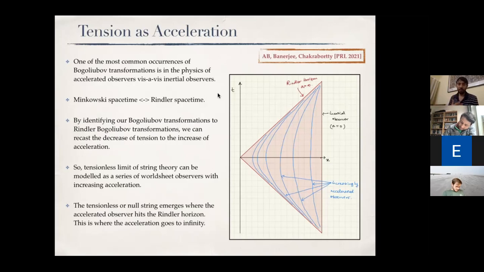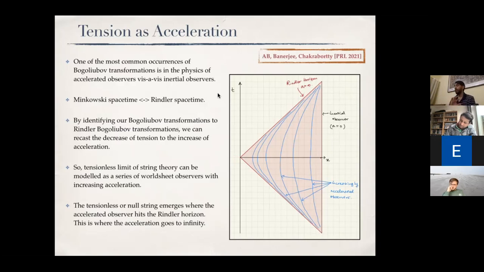Okay, so in this limit, the string theory, this tensionless limit, will be modeled by a series of worldsheet observers with increasing acceleration, and the null string or the tensionless string will happen when this accelerated observer hits this particular Rindler horizon, and this acceleration goes to infinity.